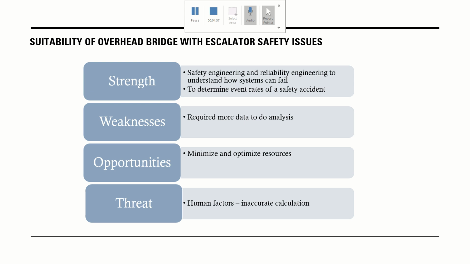For the overhead bridge, we can use this fault tree to know the safety, how the escalator can fail, and also how to determine the rate for every safety accident that can happen in the overhead bridge. But it also has a weakness, which is that it requires more data, meaning we need to collect more data in order to do this analysis. And it has the opportunity to minimize and optimize the resources. And the last one is also the human factor, because it affects the accuracy of the calculation when thinking about probability.